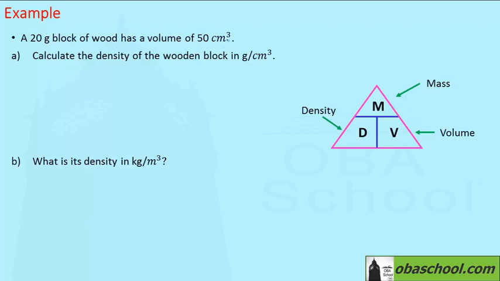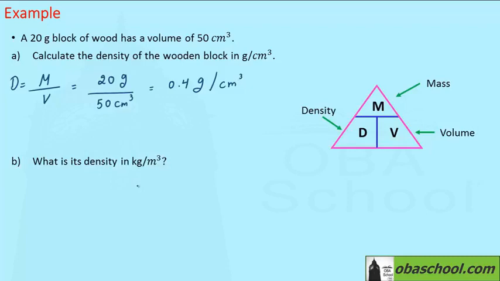It's mass over volume. So given a block of wood of mass 20 grams and volume 50 cubic centimeters, we should find the value of density based on the values of mass and volume. Density is equal to mass on top divided by volume below. Mass is equal to 20 grams over the volume, which is equal to 50 cubic centimeters. This is equal to 0.4 grams per cubic centimeter. So in part A, we calculated density in grams per cubic centimeter. Next, in part B, what is the density in kilograms per cubic meter?